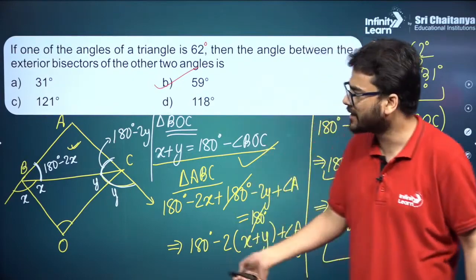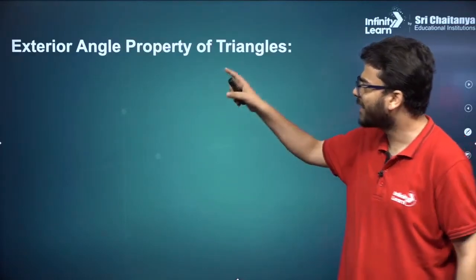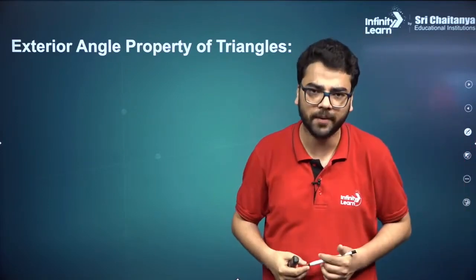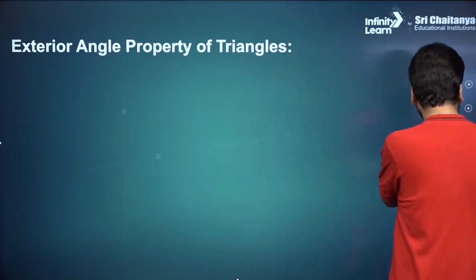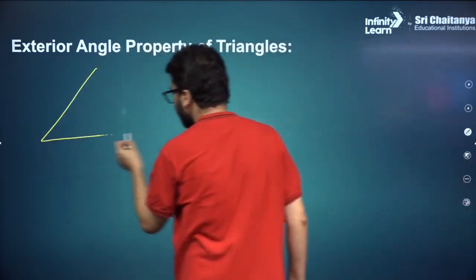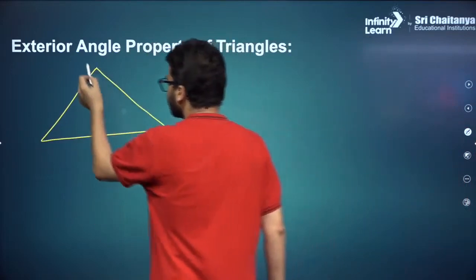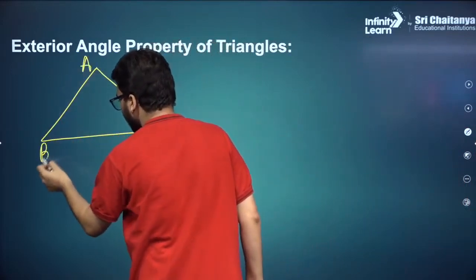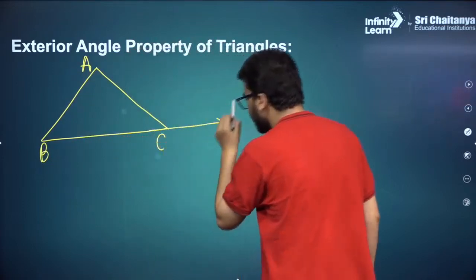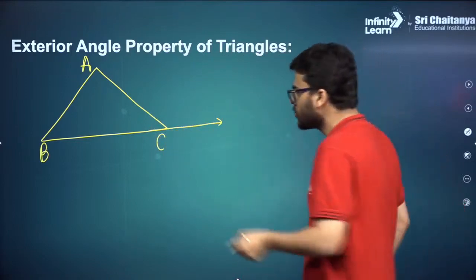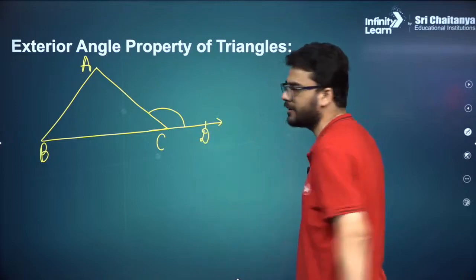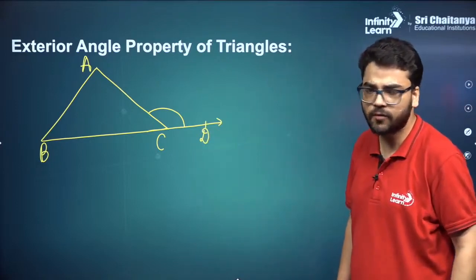Okay, let's move on to the next thing. Now we are going to see the exterior angle property of triangles, or you may call it the external angle property. It's again very simple. Let's see that, guys. Suppose I'm making a triangle ABC. If you extend one side of a triangle, suppose I'm extending side BC up till D, this is the exterior angle so formed over here.